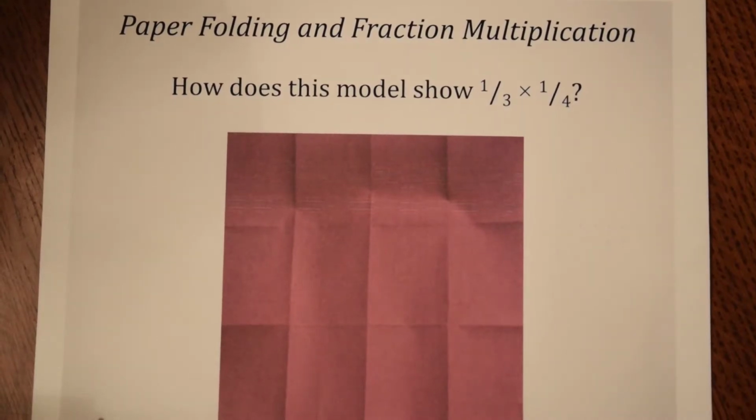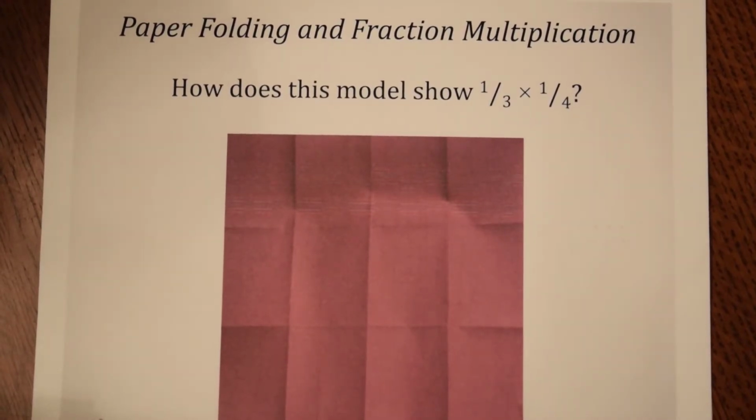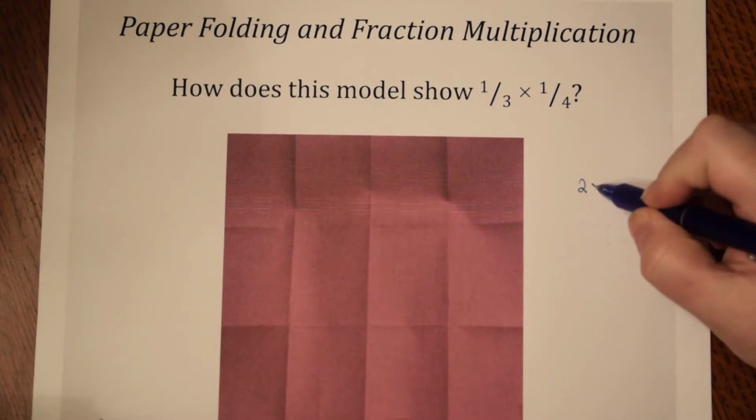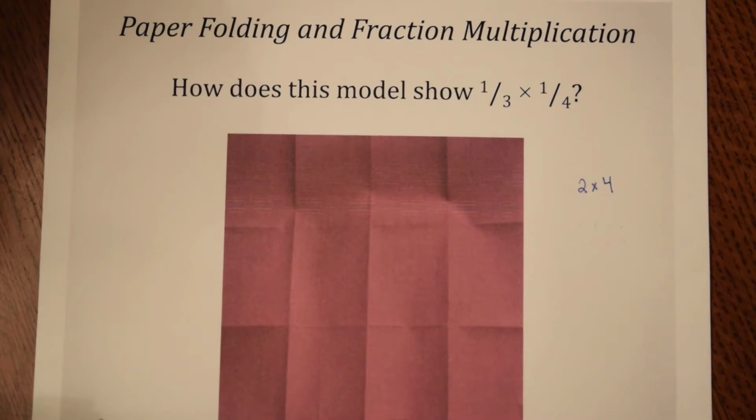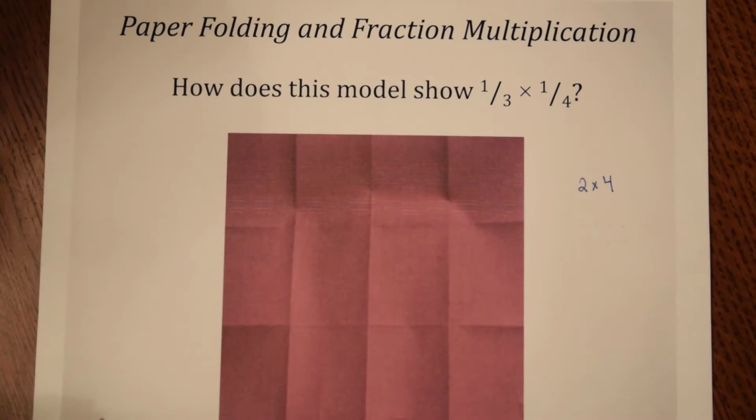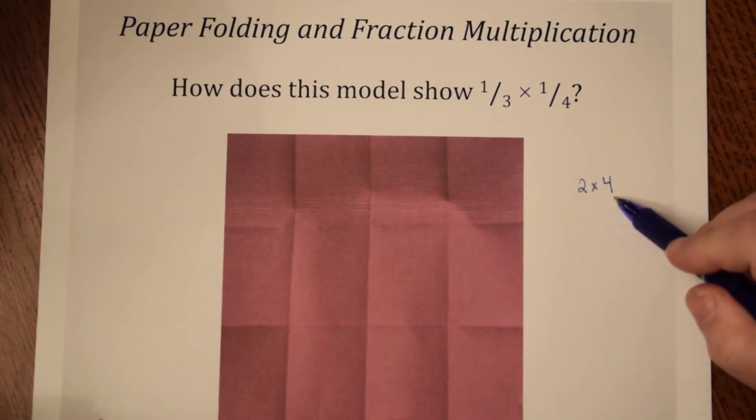Hi everyone, and welcome to the section where we're going to talk about folding paper to represent multiplication problems with fractions. Well, before we start talking about fractions, let's review what we know about whole numbers. So, for example, if we wanted to multiply 2 times 4, well, we have a couple different ways to physically represent 2 times 4. In other words, 2 groups of 4.